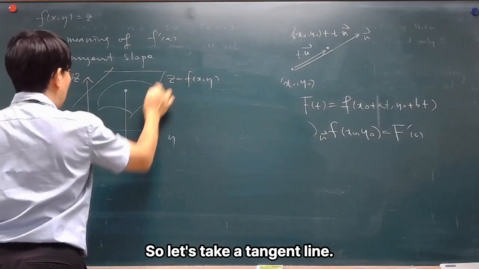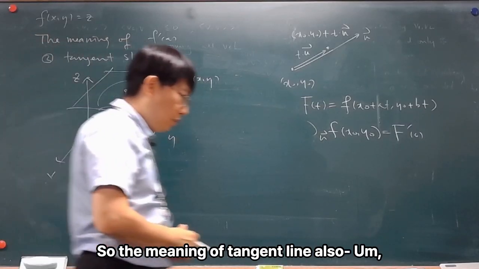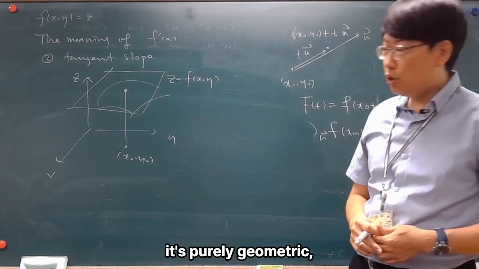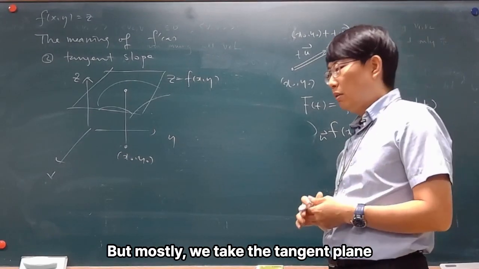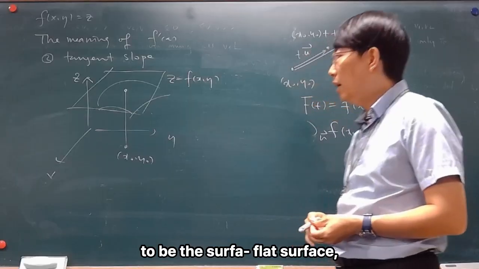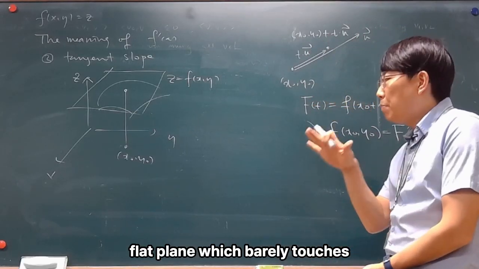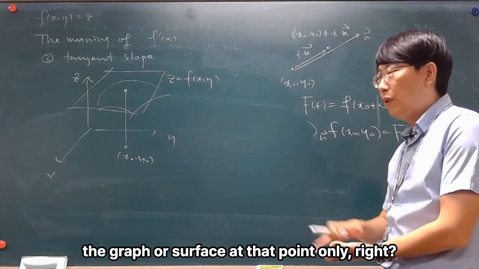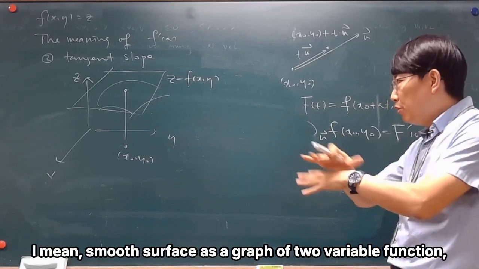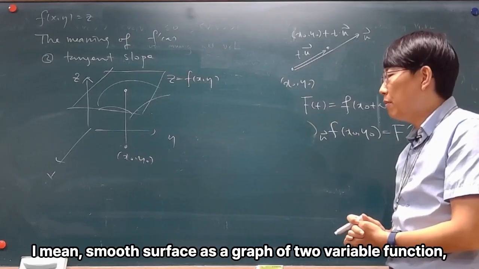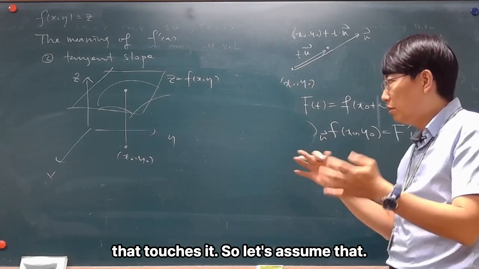Let's say this is my tangent plane. The meaning of tangent plane is also purely geometric, so you can define it whatever way you want. But mostly we take the tangent plane to be the flat plane which barely touches the graph or surface at that point only, right? If you have a smooth surface as a graph of a two variable function, then there's only one tangent plane that touches it. So let's assume that.